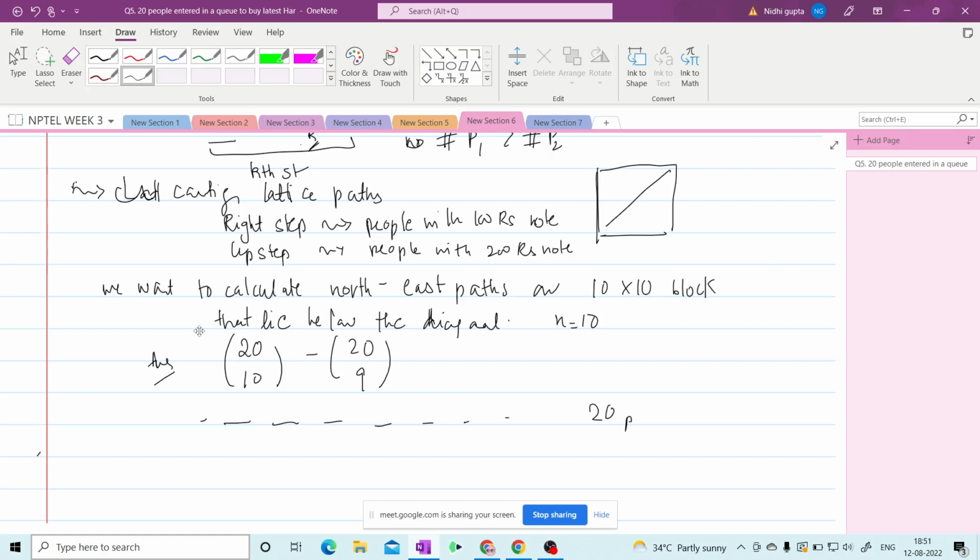But these type 1 people can also shuffle, right? They can interchange themselves. So in how many ways? 10 factorial. So 10 factorial into 10 factorial, and into this number of paths. If I call this quantity A, then A is the number of favorable outcomes. But we have to calculate the probability.